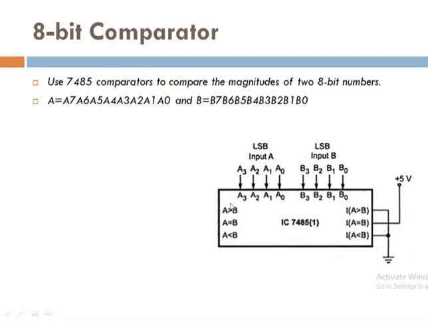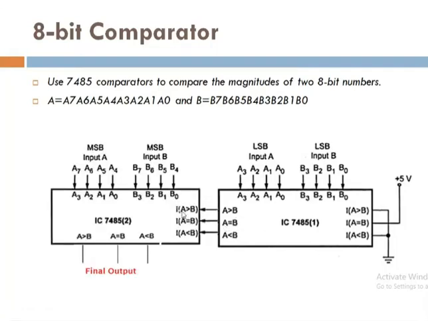Now this is the output part. Actually my first IC's output part is this one. Whatever output is there should be connected to the cascading input of the next IC. Here this is my cascading input, and the output of the first IC is connected to the cascading input, and this is my final output. This output part will be connected to the LED or output section. And now these 4 bits are considered as the MSB of A and the MSB of B. So here B0 to B3, here B4 to B7. Similarly A0 to A3, here A4 to A7.